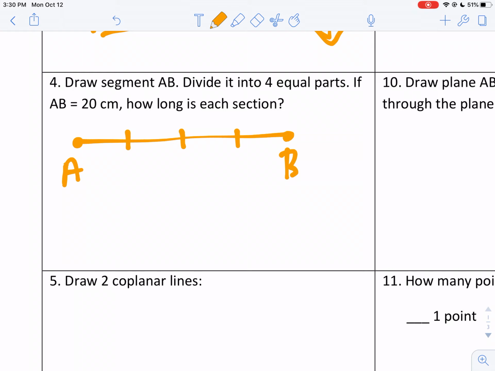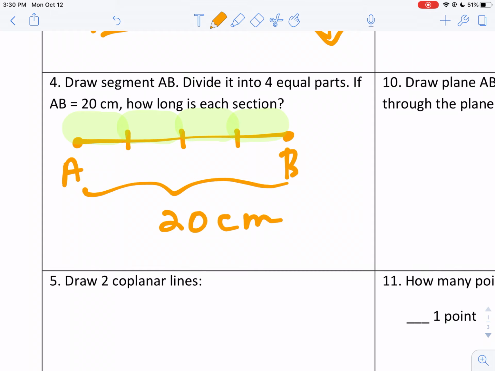Next, if AB is 20 centimeters, how long is each section? Okay, so notice now I have 4 sections. 1, 2, 3, 4. They want to know how long each one is if the whole segment is 20 centimeters. Many ways of doing it. You can just look for the same number 4 times. If you add them, you get 20. That's your answer. Or you can divide 20 by 4 because you divided that segment AB into 4 equal parts.